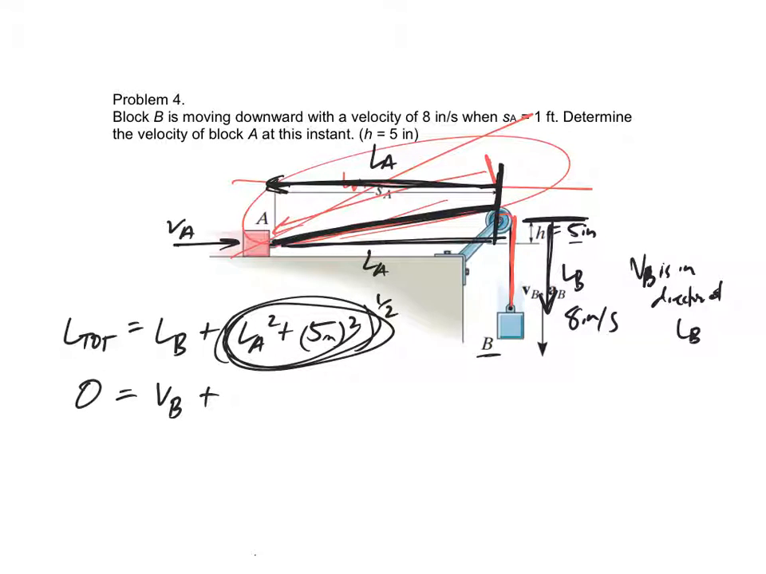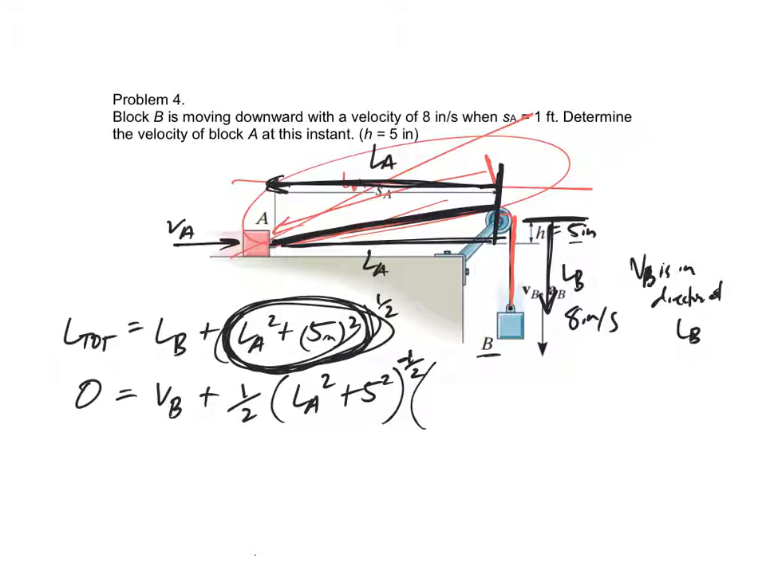So anything raised to the 1/2 power, its derivative is 1/2 times whatever's inside, LA squared plus 5 squared. And then I subtract 1 from the exponent, so I've got a negative 1/2 power. But anything inside of the parentheses that is more complicated than just an x, I need to take its derivative, right? That's the chain rule. So I need to take its derivative.